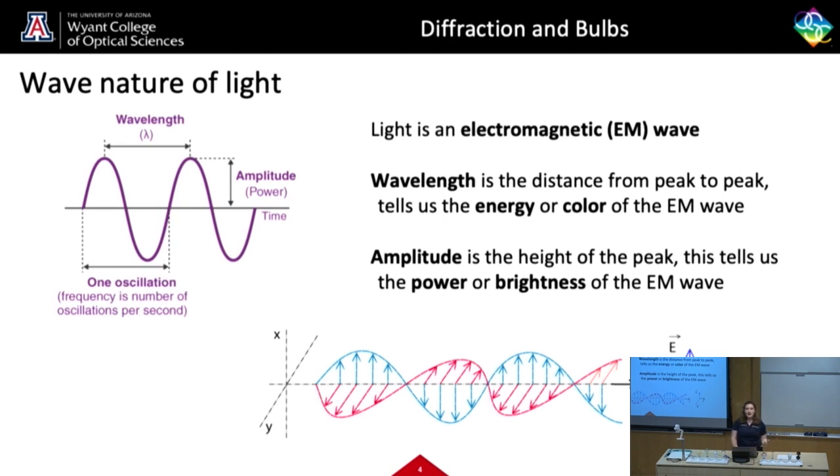It's an electromagnetic wave. That means that the electric field and the magnetic field are oscillating as it travels in space. Characteristic of every wave is a wavelength and an amplitude. For light, the wavelength, for wavelength in general, is the distance from peak to peak. And for a light wave, it tells us the energy or the color of this wave. Amplitude is the height of the peak, and this tells us the power or the brightness of the EM wave.